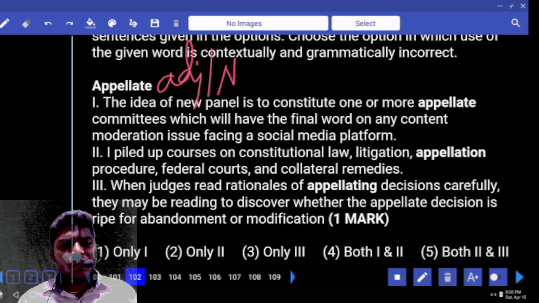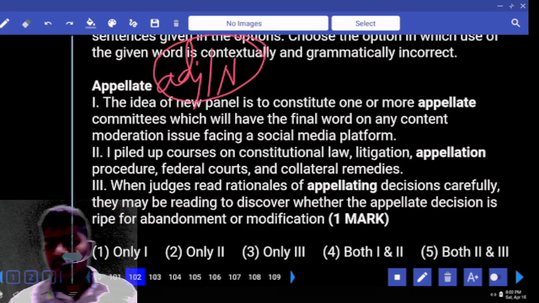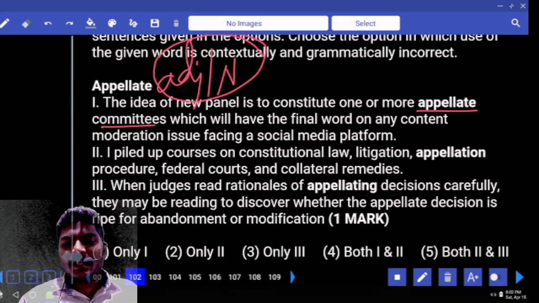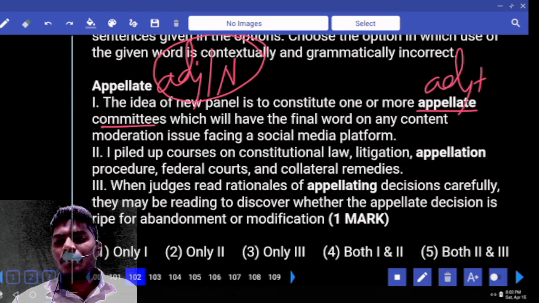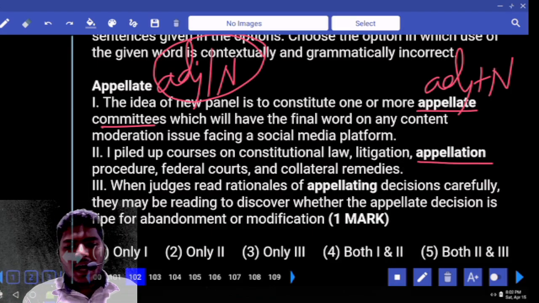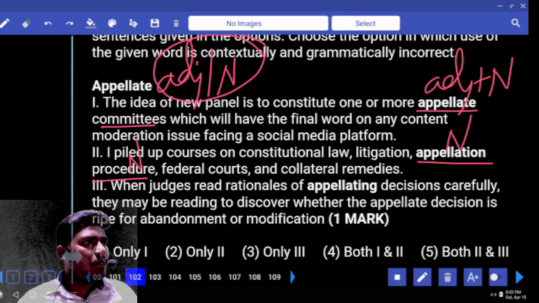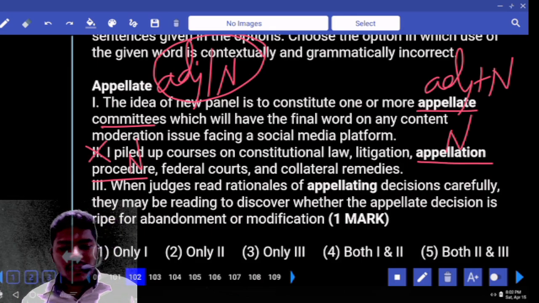First of all, I want you to find out the parts of speech. Look at the first one. Appellate committees. This is an adjective plus a noun combination. Okay. Look at the next one. Appellation procedure. Procedure is a noun. Appellation is also a noun. Can we use a combination? No. Next, what else is there?